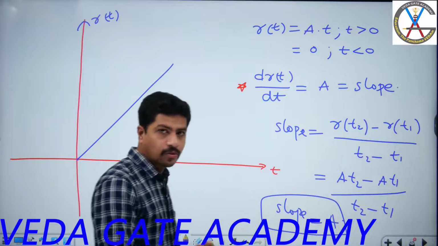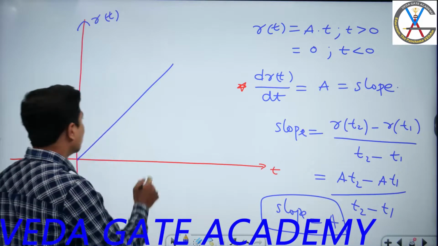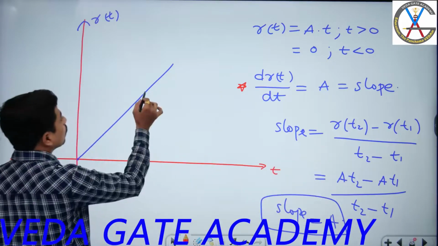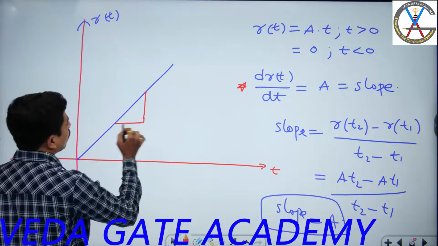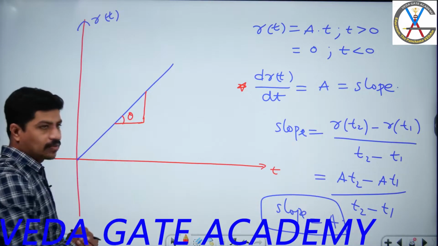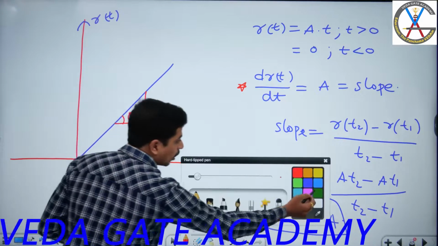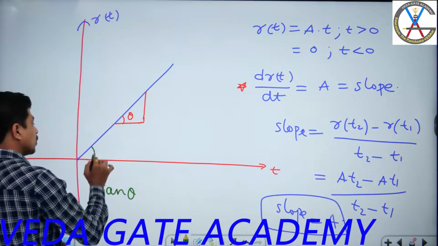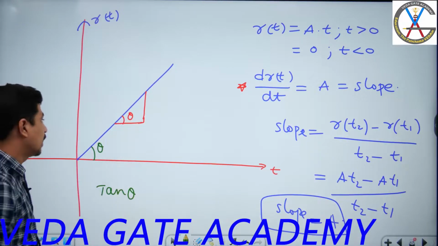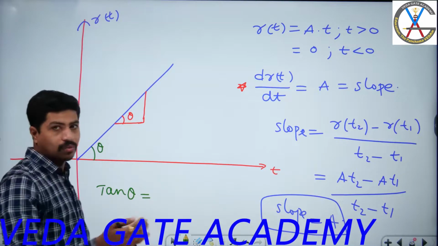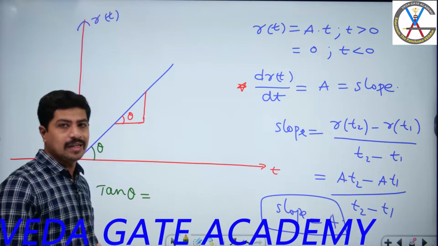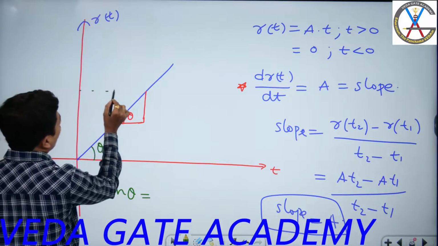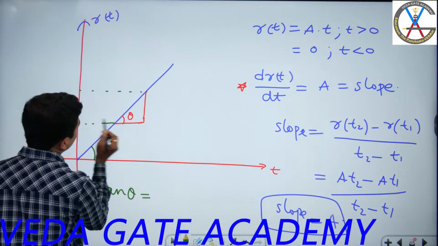There is one more way to find a slope. That is finding tan theta. Now I'm going to draw a small triangle over here. I'll take this one as theta. Now find tan theta. See, this theta and this theta are both the same. How to find tan theta? What is the definition of tan? Opposite side by adjacent side. What is the opposite side? This is the opposite side value for this small triangle.